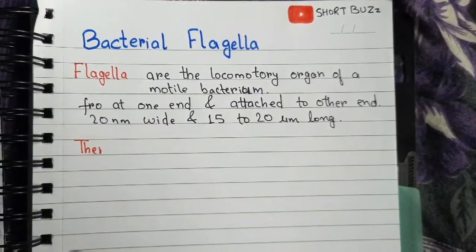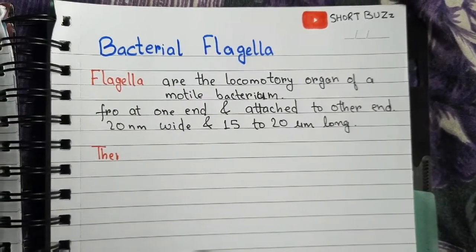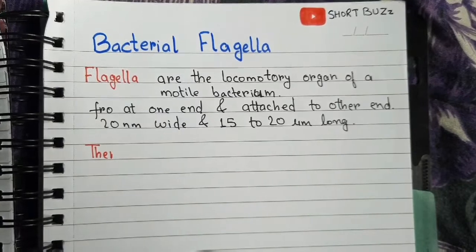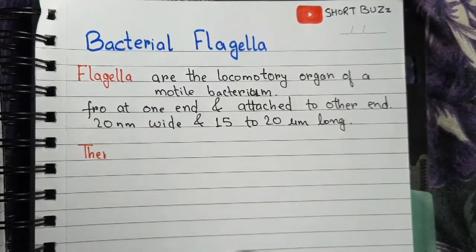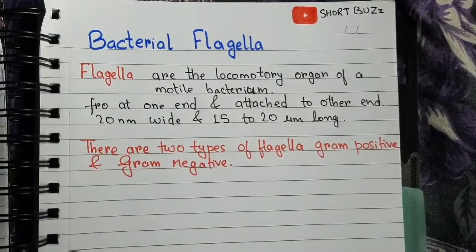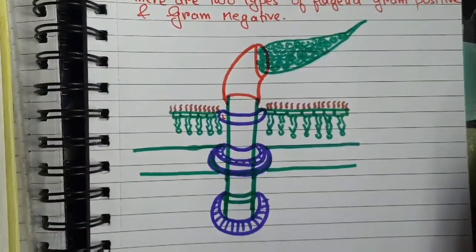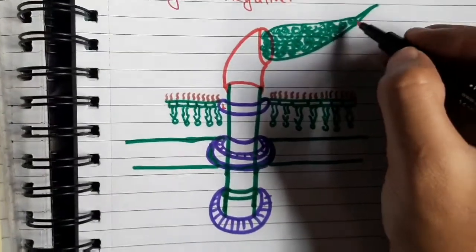What happens is that it is free at one end and attached to the other end, and it ranges between 20 nanometers wide and 15 to 20 micrometers long. There are two types of flagella, gram-positive and gram-negative. This is the diagrammatic representation of flagella.